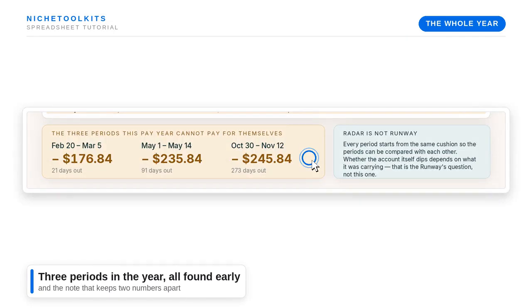Across the whole pay year, there are 3 of them. The 1st of May is short by $235.84, and the 30th of October by $245.84. All 3 were found weeks in advance.